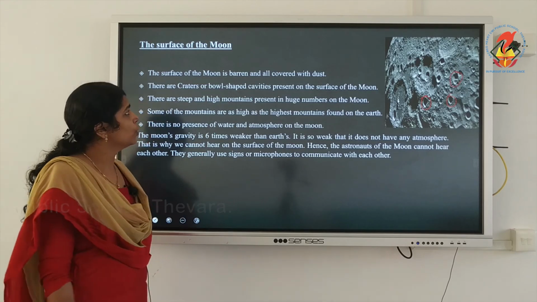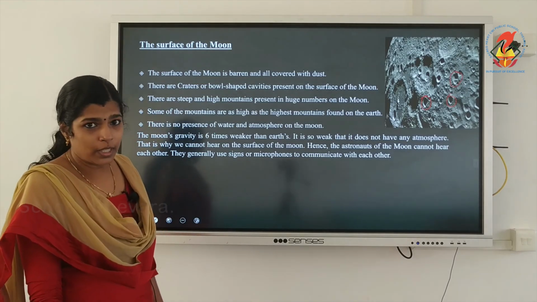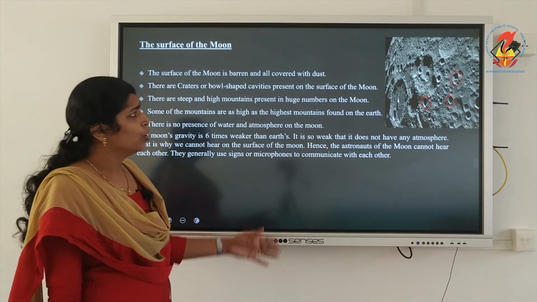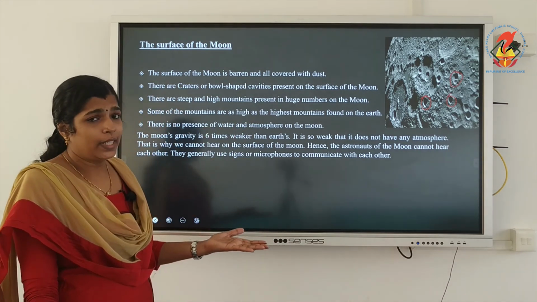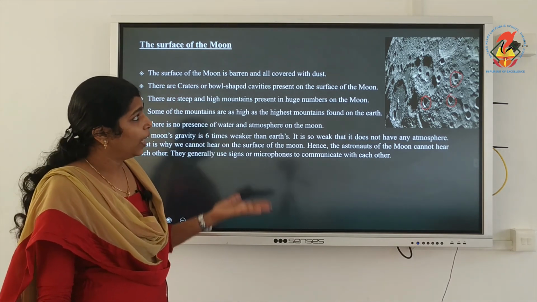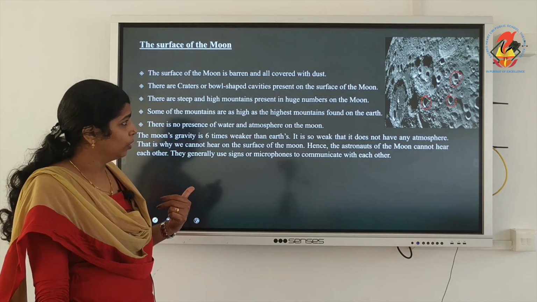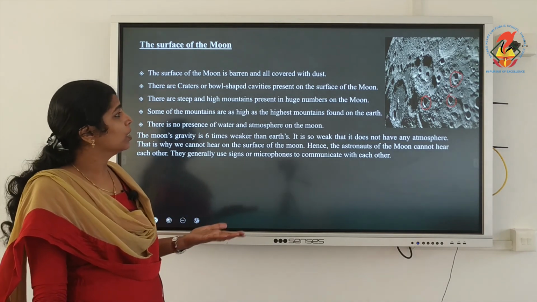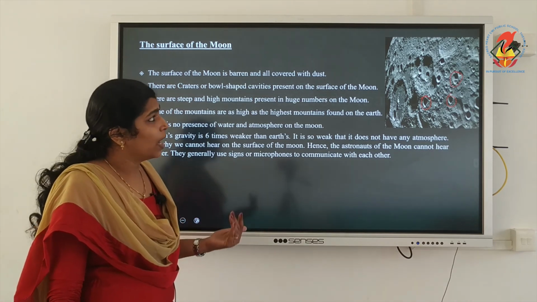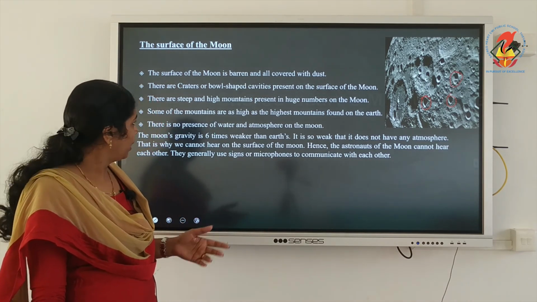So, the surface of the moon is not a smooth one. It is barren and it is full of dust. So many craters are there on the surface of the moon. Steep and high mountains are present on the moon. The height of some mountains is as high as the highest mountain found on the earth.